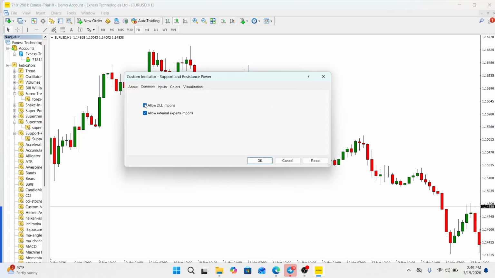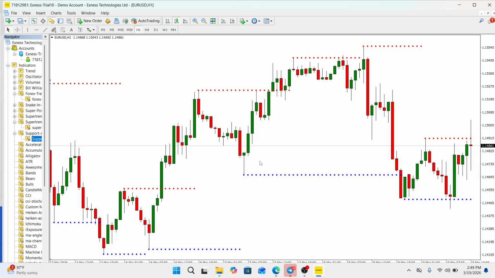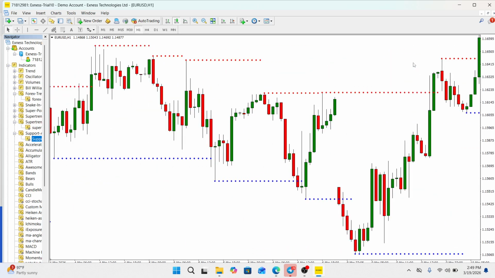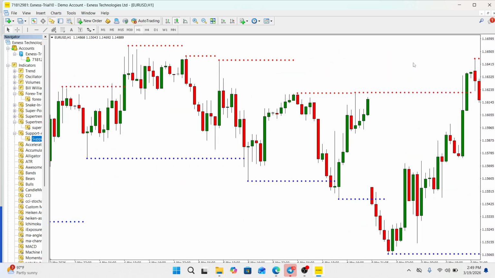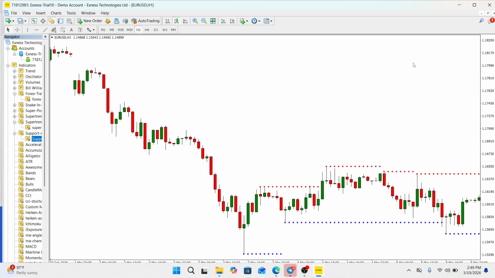Alright, I'm about to allow DLL imports. And there we have it. On the chart, the Support and Resistance Power indicator plots horizontal levels or zones that represent areas where price has reacted multiple times in the past. Stronger levels, those with more historical touches or more pronounced reactions, are often visually emphasized, for example with thicker lines or distinct colors, implying that these zones carry more power and may be significant.